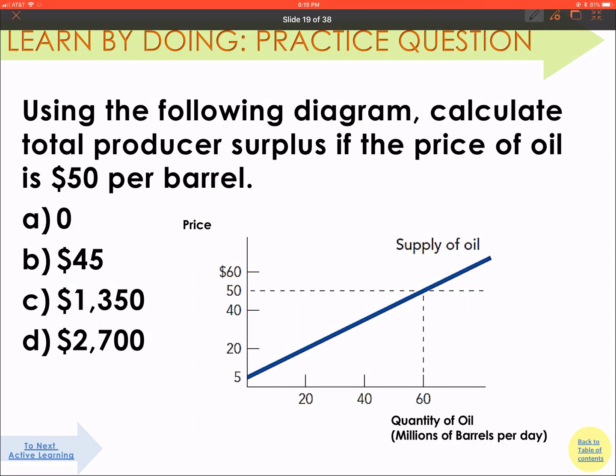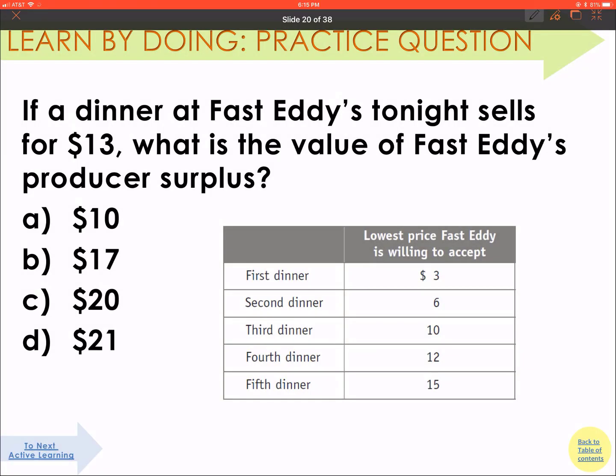Here's another practice question for you. And your answer. One more practice question for you. And your answer.